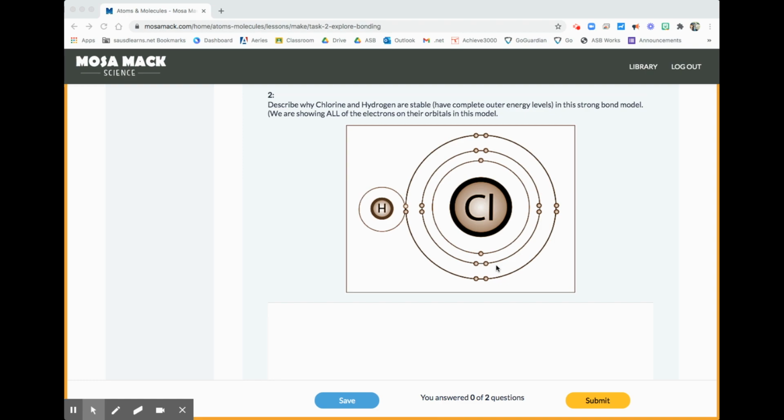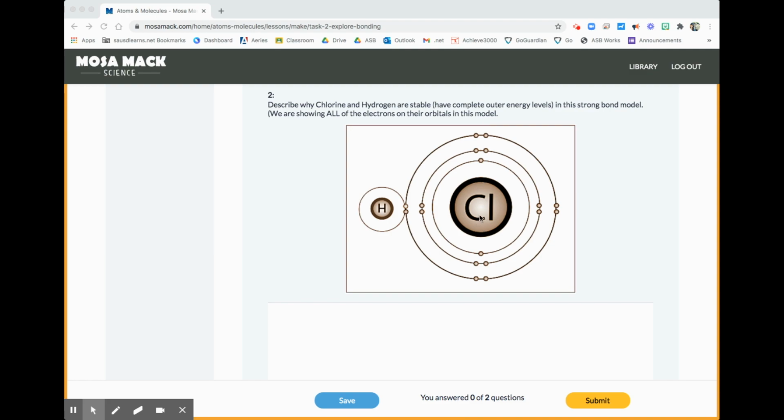Now we have question 2. Describe why chlorine and hydrogen are stable, which means they have complete outer energy levels in this strong bond model. And in this picture, they're showing all of the electrons orbiting.